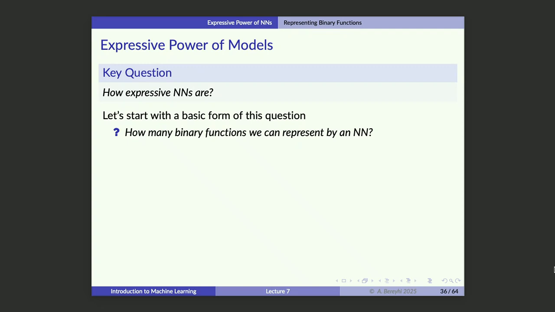So the question that we try to answer here is how expressive a neural network is. And what do I mean by expressive? It means how many functions I can represent with one given neural network. Okay? So I give you one neural network. What is the space of functions I can represent with that neural network?